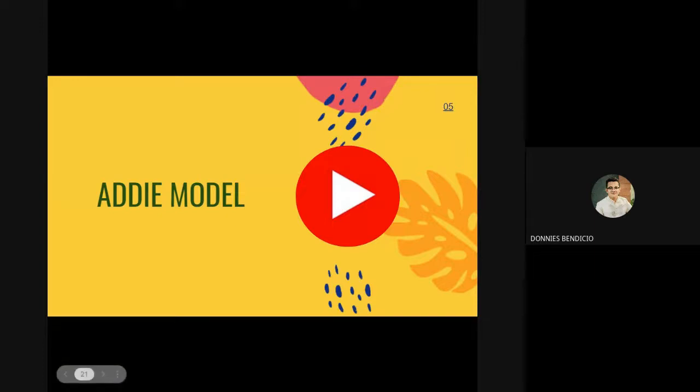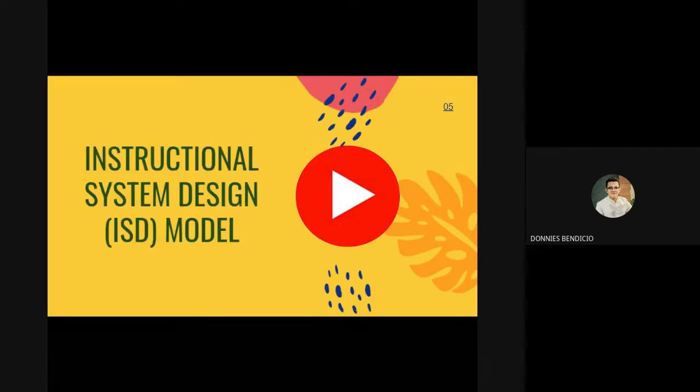Okay, so this is the model, which is likely very important for you to know, since it is one of the basic tools that training development and instructional material developers tend to use from time to time. So this is what we call the ADDIE model. For the next one, we have the instructional system design, or ISD model.